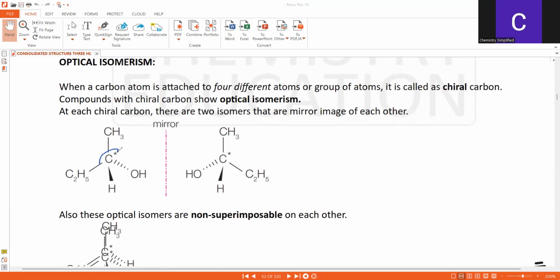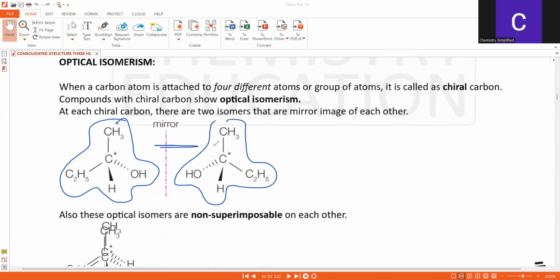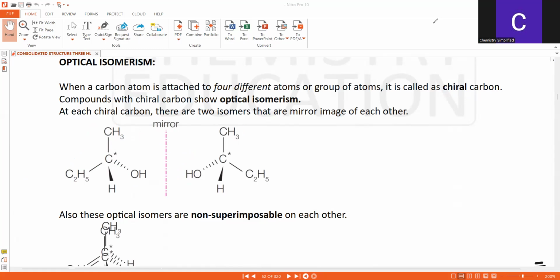That carbon which has all the 4 bonds different is called a chiral carbon. So in some compounds, you can have more than one chiral carbon also. But at each chiral carbon, there will be two isomers. Now, these two isomers are mirror images of each other. For example, this one and this one. At a glance, they look the same, but they are not the same. They are different. We'll see how exactly they are different.